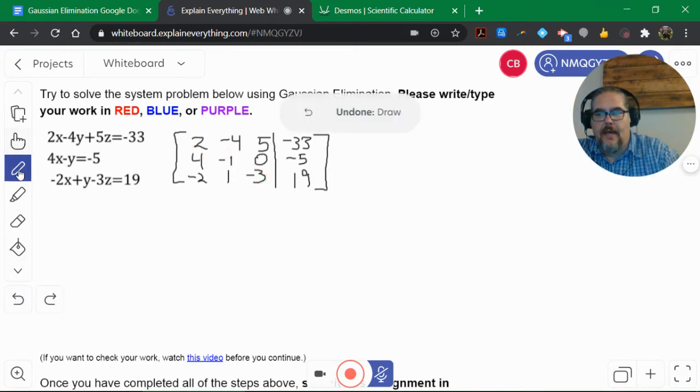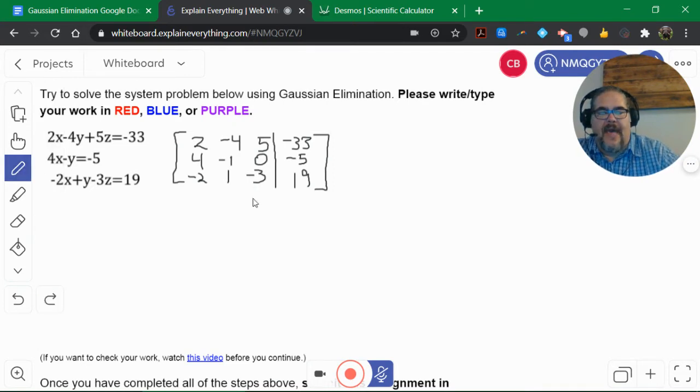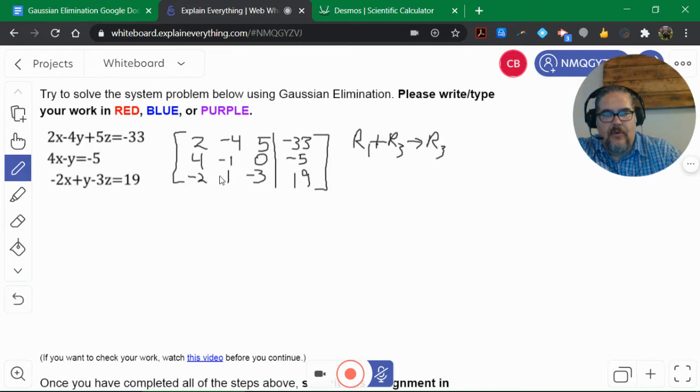And so what we're going to do is we're looking for the path of least resistance. And already, right off the bat, I see that this 2 and this -2 can create a zero pair. And so what I'm going to do is I'm going to do row 1, and I'm going to add that to row 3. And then I'm going to replace row 3 with that. And that will give me a zero value right here.